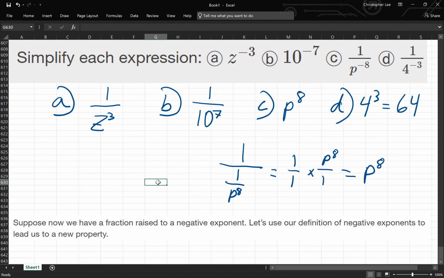And then keep, change, flip. Final answer is 16 over 9. But we know that 16 over 9 is (4 over 3) squared. This tells us that when we have 3 over 4 to the -2 power, that equals 4 over 3 to the 2nd power.